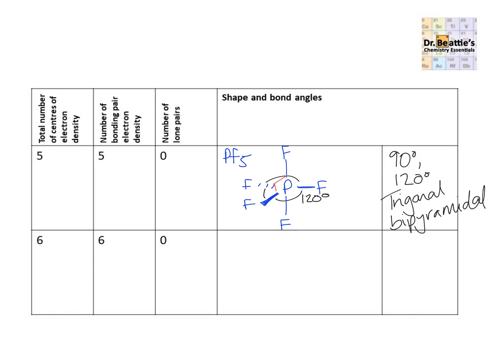So the trigonal part of it comes from the fact that these three fluorines make a triangle. And bi means two, pyramidal is our pyramids, because we can create two pyramids from this triangle, one below and also one above. That particular shape is not as common as some of the others.